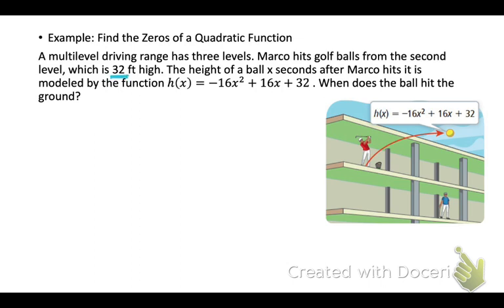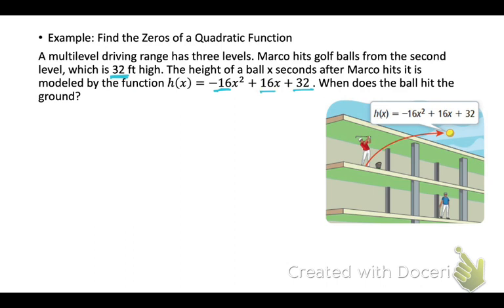32 feet high. Where's that in my equation? The C. Because that's your y value, isn't it? You're going to hit the ball, and it's going to go up and then come back down. This negative 16 is actually the force of gravity. Negative 16 is the force of gravity because it's negative because it's bringing it down. And then 16 is the velocity. But that's beside the point.